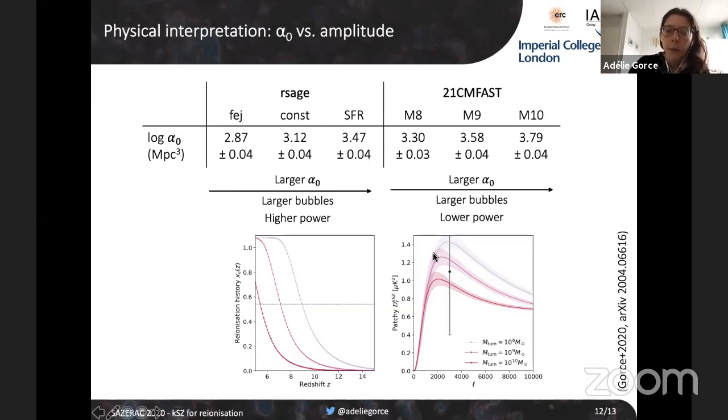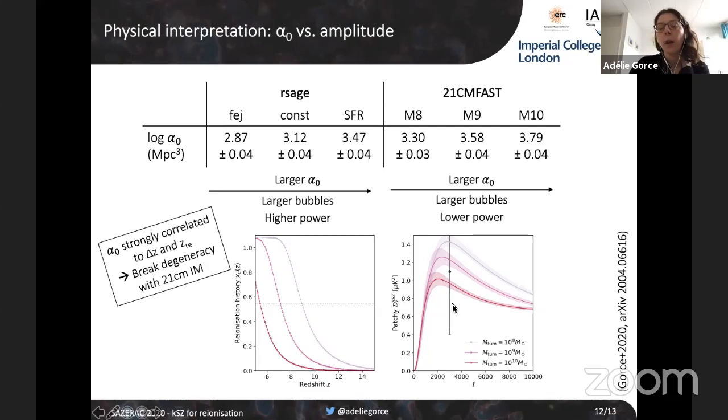However, it's not always going to mean a larger amplitude of the kSZ signal itself, because as we've seen for 21 centimeter fast, it's also correlated with the duration of reionization and the midpoint. So you're going to have a strong correlation between your alpha naught parameter and reionization parameters, and you need to use other types of data to break this degeneracy.